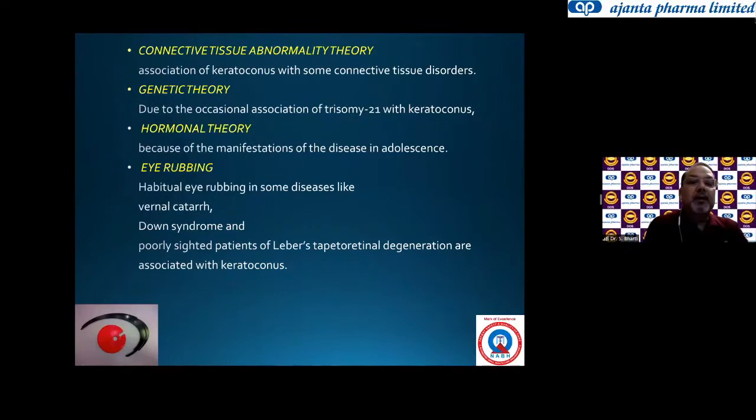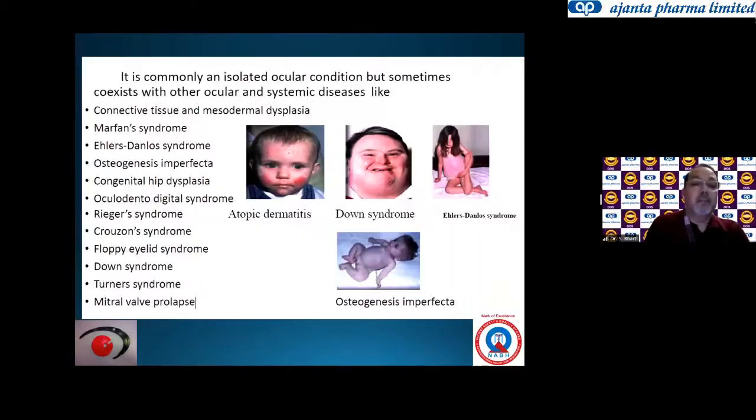So there are a couple of theories, like connective tissue abnormality theory with connective tissue disorders, genetic theory, where there is occasional association of trisomy 21, hormone theory because this is more manifest in adolescence, and eye rubbing, which is a very well established fact as of now. There are so many common ocular conditions, but sometimes systemic diseases are also associated, like atopic dermatitis, Down syndrome, Ehlers-Danlos syndrome, and osteogenesis imperfecta, and the list you can see.